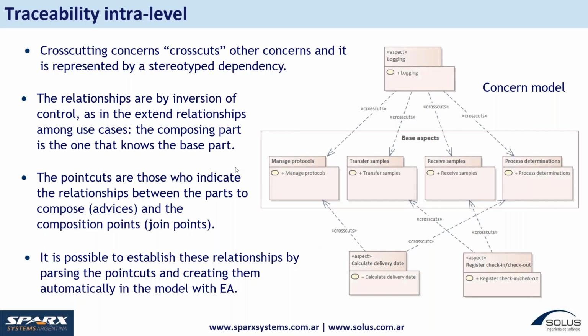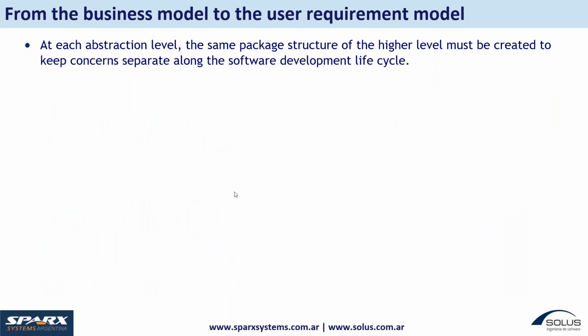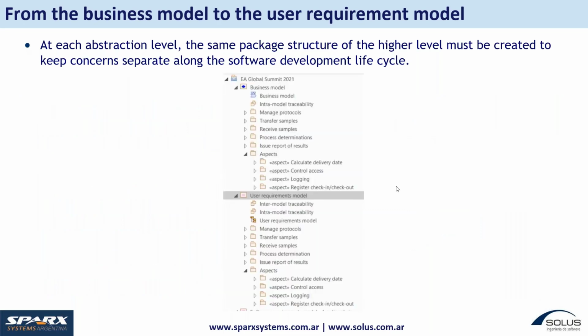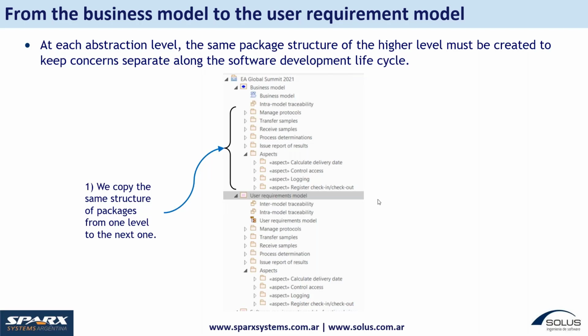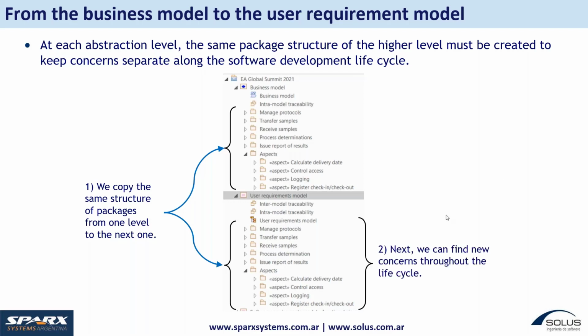This is a traceability intra-level, but we have another kind of traceability, inter-model. When we move from one model to the next one, we have to copy all the package structure in the new model, because in this way, by using the same name, the same packages, we will keep separate all the concerns throughout the life cycle. Of course, it is possible to detect new concerns in the following model, but we don't have to create them in the previous model, because all the concerns will be growing model by model.